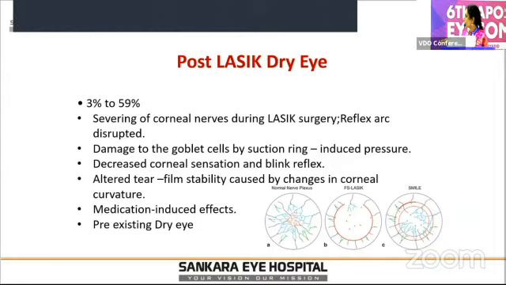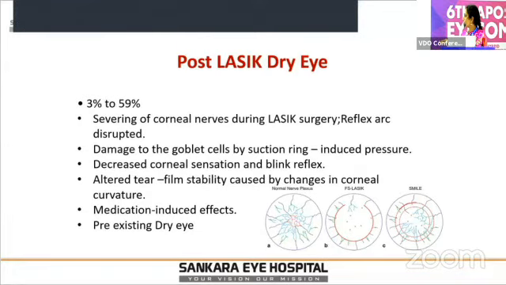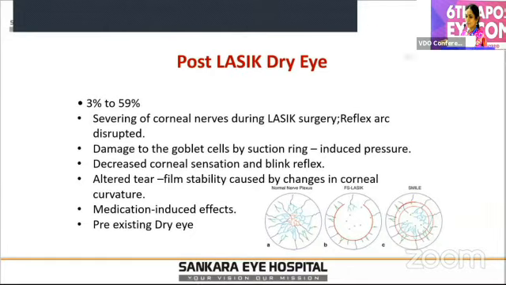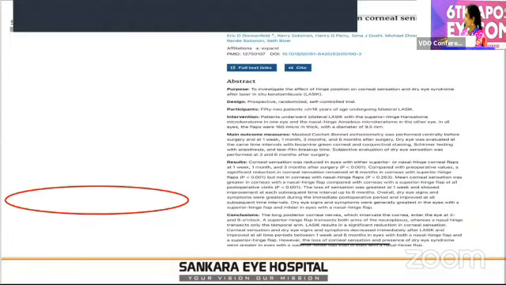Apart from the denervation, there is also damage to the goblet cells by suction ring induced pressure. And there can be a neurotrophic component with decreased corneal sensations and blink reflex. So there can be altered tear film stability caused by changes in corneal curvature. There can be some pre-existing dry eye also, with medication induced effects. So all these effects can cause post-LASIK dry eye, which we can measure with Schirmer's or TBUT.